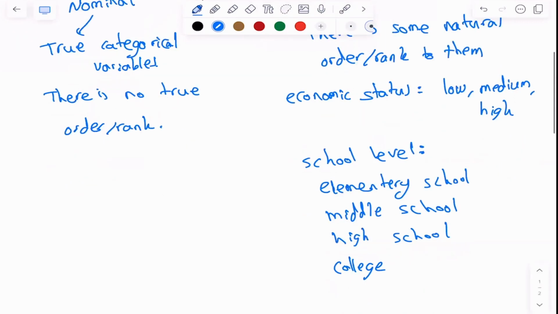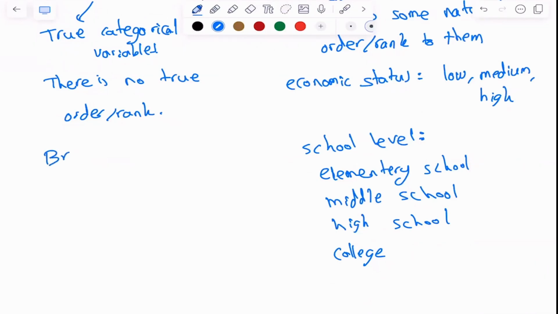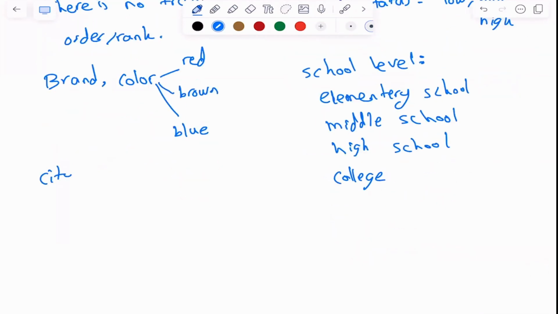Like what? Like brand of a product. You can have different brands. There is no reason that one is higher than the other one. Like color. It's a very good example, color. For example, red, brown, blue. No one said red is higher than brown. There is no order for them. Like city, state, like California, New York, Arizona. So there is no ordering between these variables. So it's called nominal. All right, so we have ordinal, we have nominal. We need to find a way to deal with these variables.